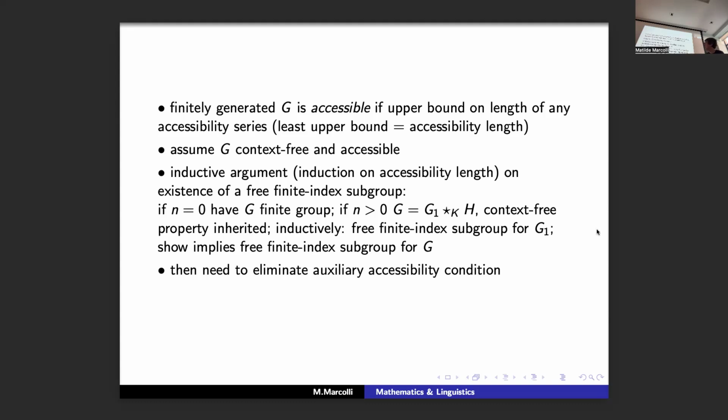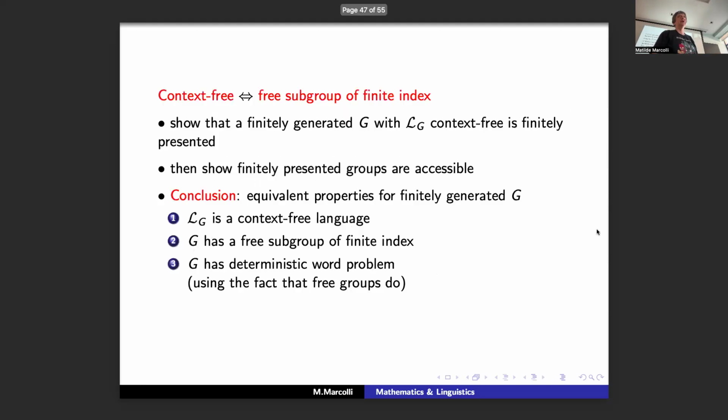And then the next step is that you show that at each step the context freeness is inherited, and the existence of a free subgroup of finite index is inherited, because you have a part that you use only as generators that is free and the other piece is finite. So it's going to give you a free subgroup of finite index. And then these two properties are combined and they extend together for all this chain of subgroups. And now you just want to show that this accessibility condition was actually there to begin with, and it's not an additional assumption.